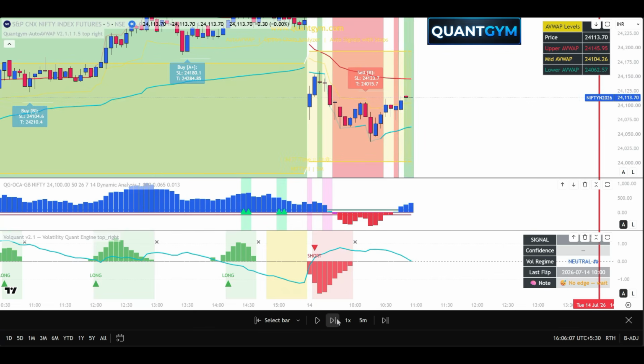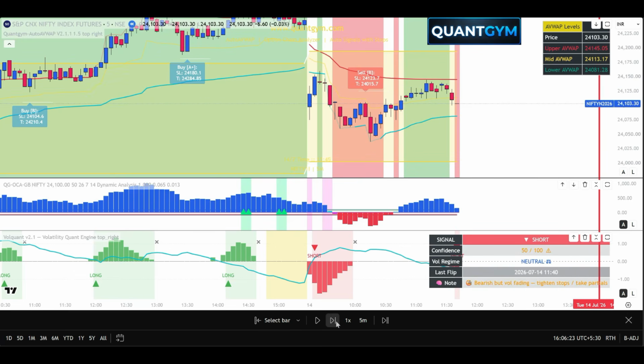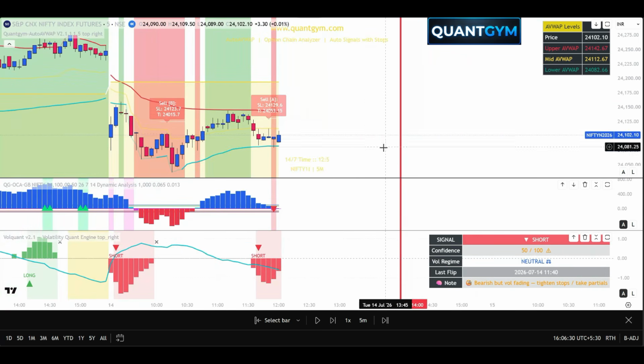OCA turning bullish, but there are no other factors. We are still not breaking the upper AVWAP. I'm still waiting for a signal, either from the vol quant or from the AVWAP. No signals. The upper AVWAP is proving to be a strong resistance. Again, it is coming down. Okay, this bar. Here what you have is a short on the vol quant, correct? But OCA is still bullish. So contradiction, we are not taking this short.